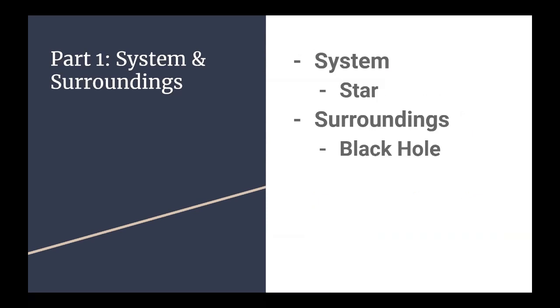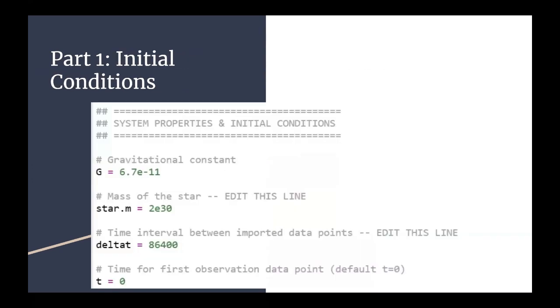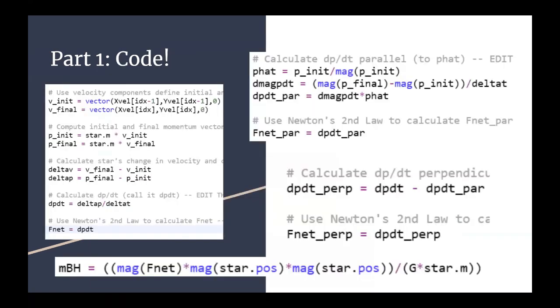All right, and so for part one, we got our systems and our surroundings. Our system is the star, our surroundings is the black hole. Initial conditions, we got our constant G, which is always the same. Our star mass, which is 2 times 10 to the power 30, and our delta t, which is just the time of 1 day in seconds. And then we're starting at t is equal to 0.